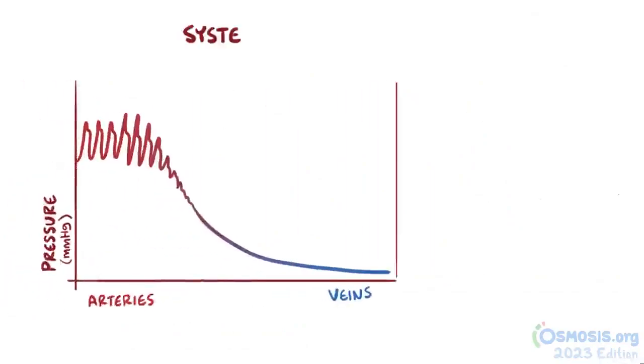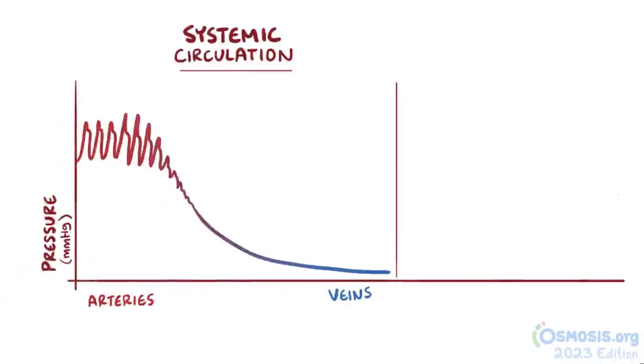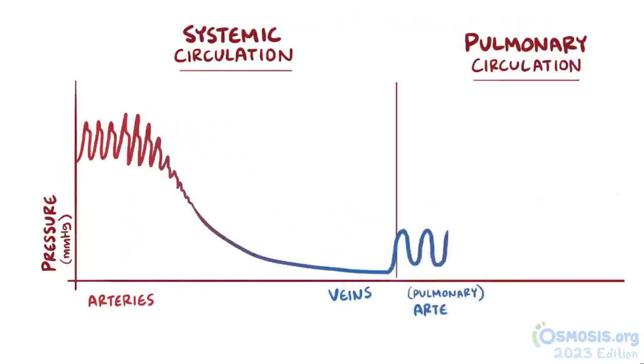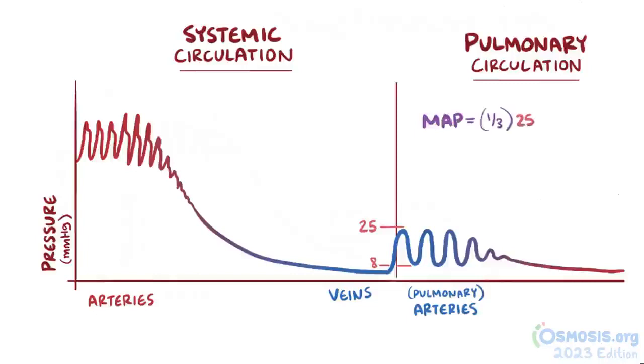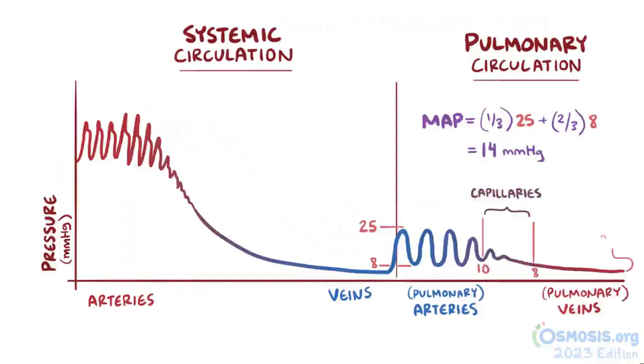Alright, so this whole bit that we just talked about is the systemic circulation. But once blood gets to the right atrium, it enters into the right ventricle and the pulmonary circulation. So here in the pulmonary arteries, the pressure is 25 millimeters of mercury during systole and 8 millimeters of mercury during diastole, which means that the mean arterial pressure in the pulmonary artery is 25 times 1/3 plus 8 times 2/3 equals 14 millimeters of mercury. That pressure drops to about 10 millimeters of mercury in the capillaries, to 8 millimeters of mercury in the pulmonary vein, and then 2 to 5 millimeters of mercury in the left atrium.